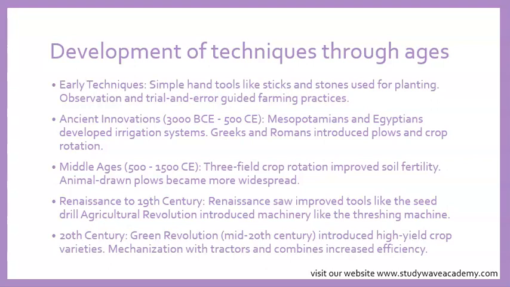First, the early techniques. Simple hand tools like sticks and stones were used for planting, and observation and trial and error guided farming practices. In the early times, they used basic tools like sticks and stones, and they learned by trying out things.